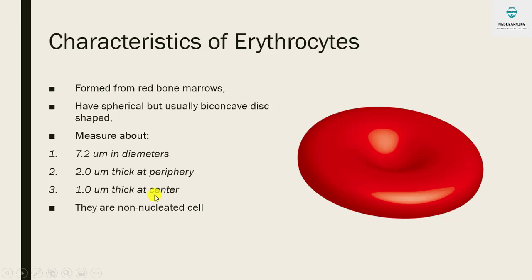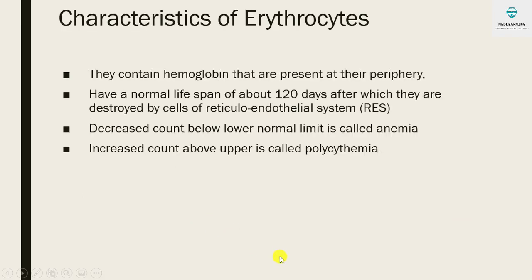So if I move to my next slide quickly, I want to talk about further characteristics of erythrocytes. Erythrocytes, of course, contain hemoglobin, which is mostly present at the periphery, and they have a normal lifespan of 120 days. This is the normal lifespan of erythrocytes, and after that they are destroyed by the RES system.